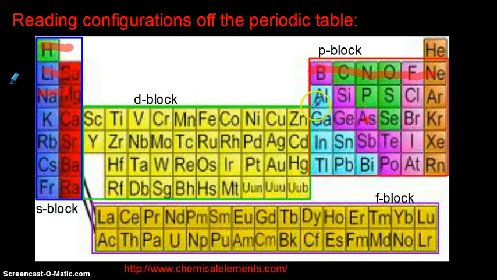3s2, 3p6, 4s2, 3d, all 10 of them, and then 4p1, 2, 3. So again, arsenic would be 1s2, 2s2, 2p6, 3s2, 3p6, 4s2, 3d10, 4p3, and a partridge in a pear tree.